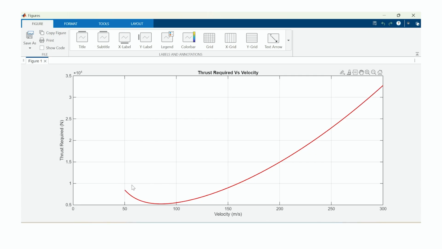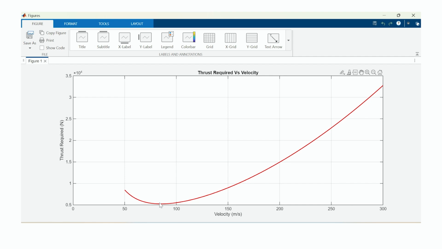All right, and what is the thrust required at 50 meters per second? It is coming about to be 8,141. Okay, if it is around 50 meters per second, 8,461. Okay, so we calculated nearby this value. So this is the exact 8,460 newtons of thrust required if you would like to fly at 50 meters per second. Now let us check what is the thrust required to fly at minimum thrust required.